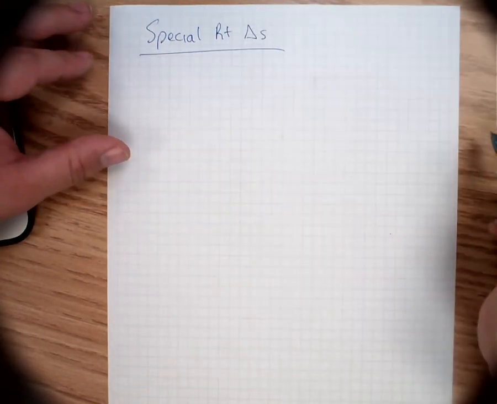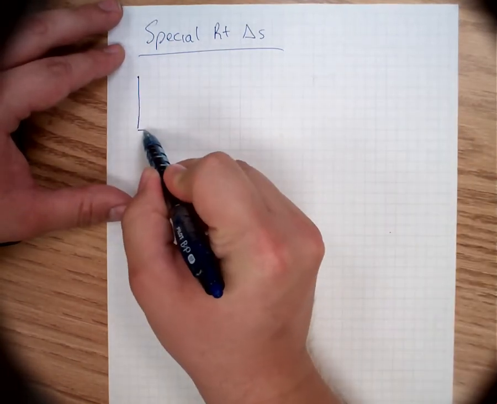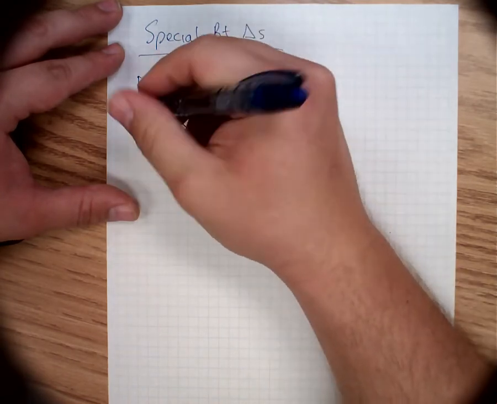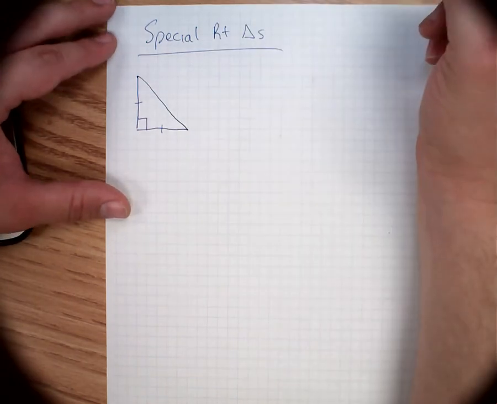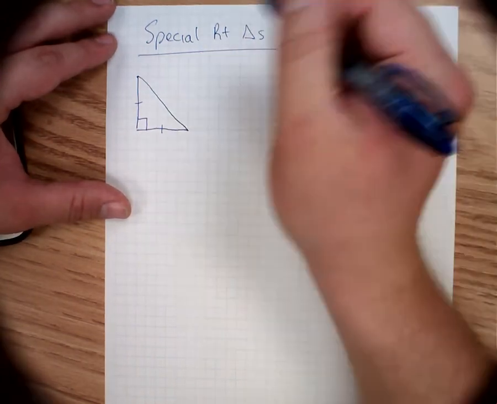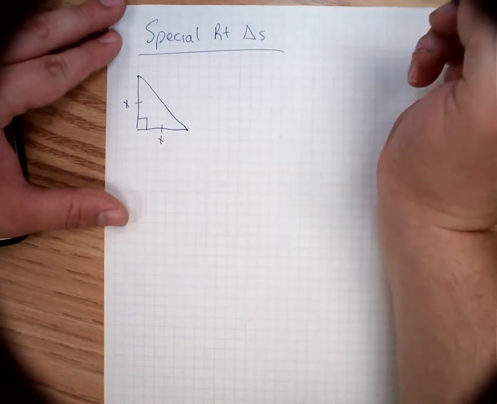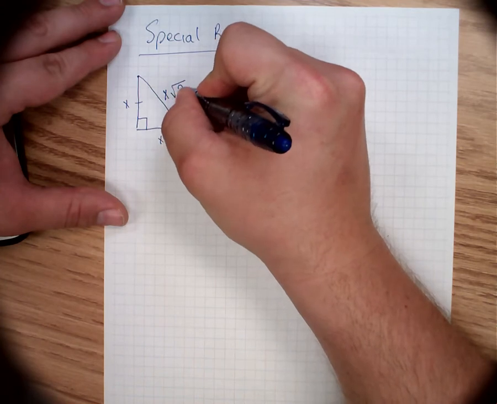Now, as a reminder, your two base triangles are your 45, 45, 90 triangle, which is an isosceles right in terms of classifying. So as a reminder, your legs are both equal lengths, and your hypotenuse is the length of the leg times radical 2.